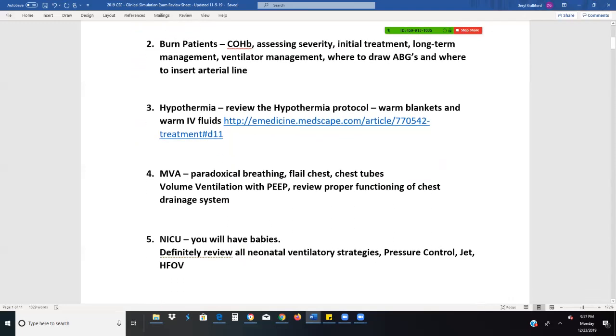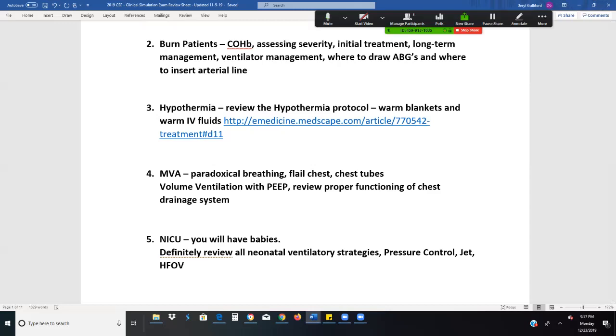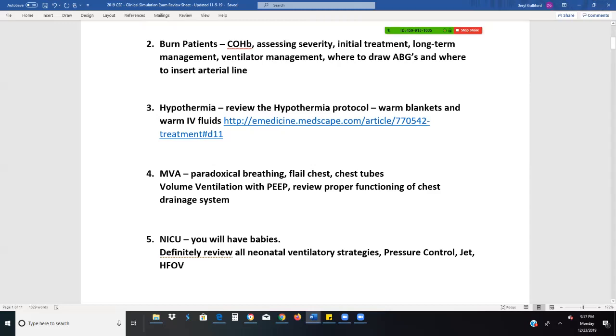Burn patients, you're very likely to have a burn patient. Carboxyhemoglobin, be sure to measure that. If they inhaled smoke, they probably inhaled carbon monoxide. Assess severity, initial treatment, long-term management, ventilator management. Draw blood gases in an area that's not burnt, just makes sense, but let me go ahead and mention that. And also an arterial line. If you're going to put an arterial line in, do it in an area that has not been burned.